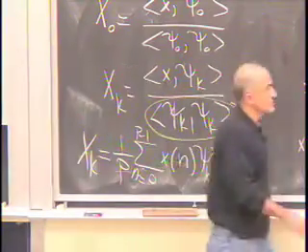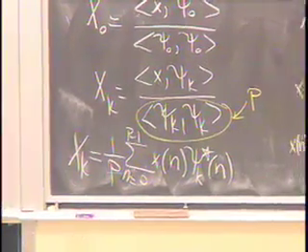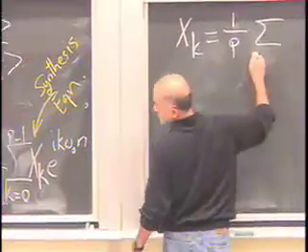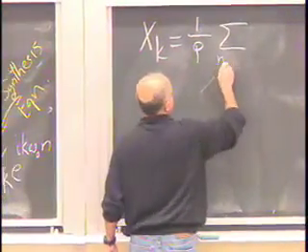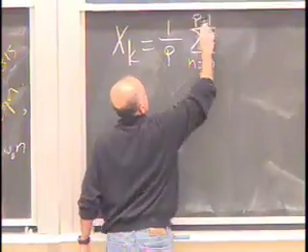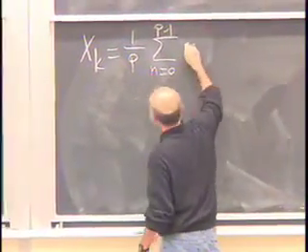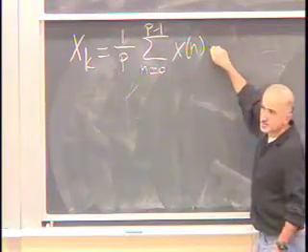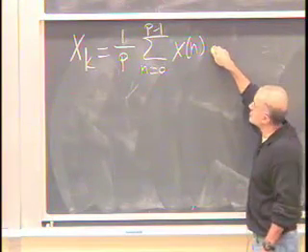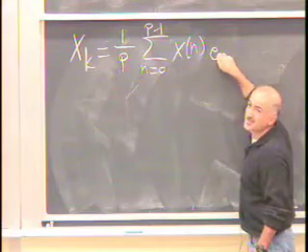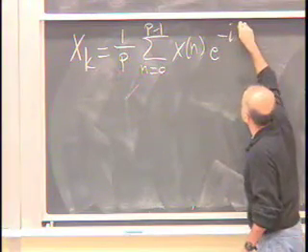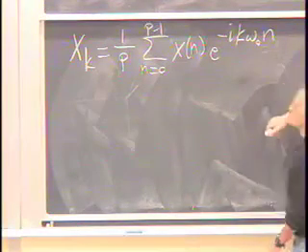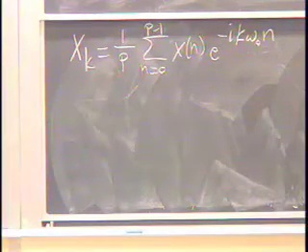And what does that translate to? Xk is 1 over p, summation n equals 0 to p minus 1, x of n. What is the complex conjugate of the kth function? e to the negative i k omega naught n. This is called the analysis equation.